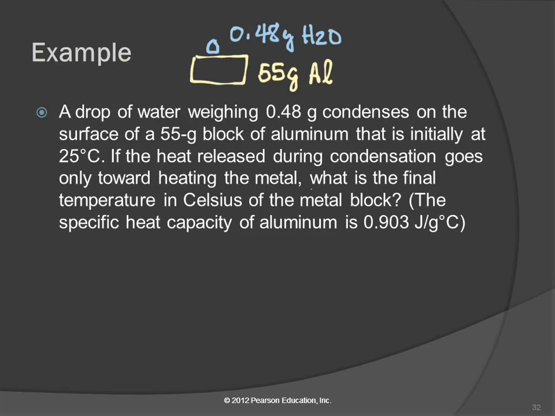So the water is condensing onto that surface. The block of aluminum was originally at 25 degrees Celsius. So when water condenses, that's an exothermic process, right? Heat is released. And it's saying, well, what if all that heat went into the block of metal? What would the temperature of the metal be? So we've got two things going on here. We've got the water condensing and releasing energy, and then we've got the block of metal absorbing that. So let's treat them separately.